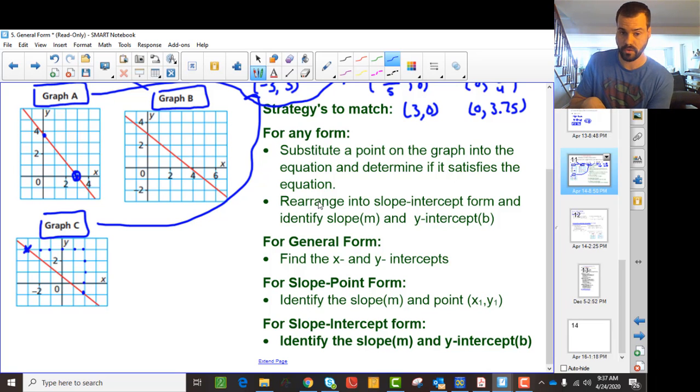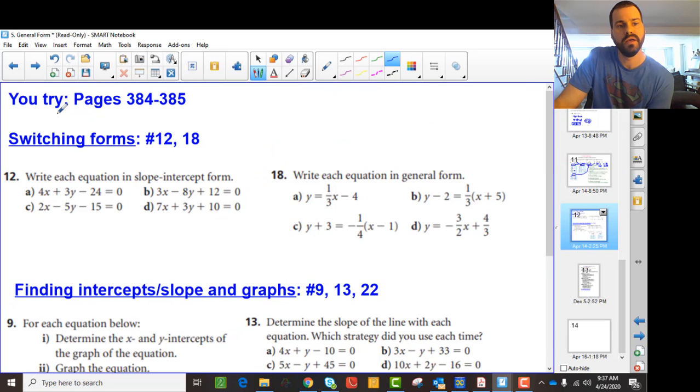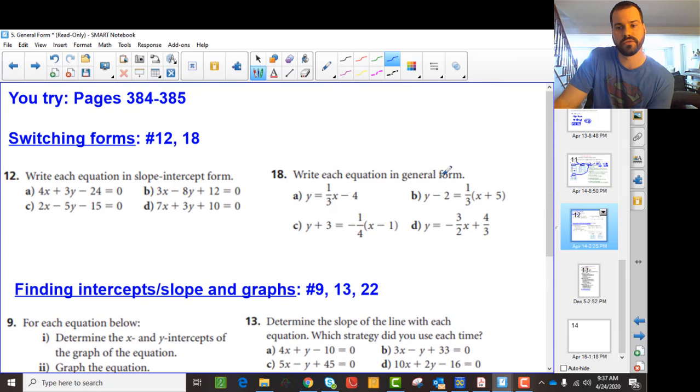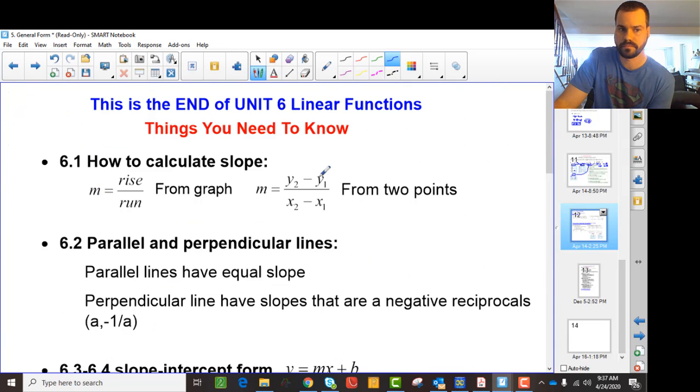For slope-point form, find the point and find the slope and match those. And for slope-intercept form, find the intercept and the slope and match those. All right. So there's some practice here. Again, you can pause the video and try those questions if you wish to.